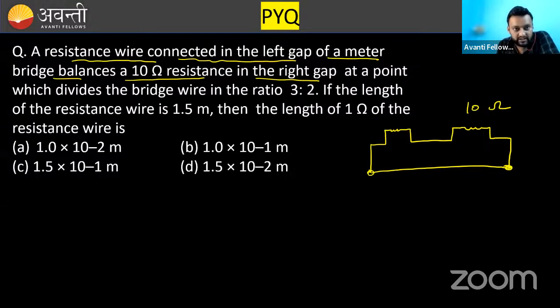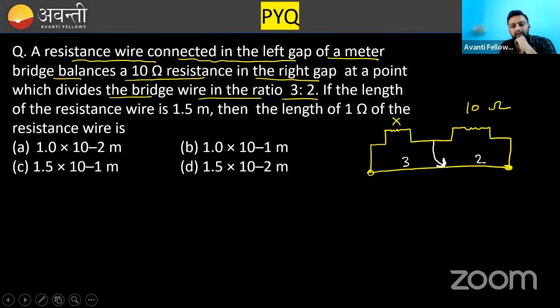And this is some unknown resistance. A resistance wire connected in the left gap. This is some unknown resistance X. At a point which divides the bridge wire in the ratio 3:2. What does it mean? That the galvanometer, the jockey, divides this length of the wire in the ratio 3:2. Clear? Now, they are asking me, if the length of the resistance wire is 1.5 meter, which length are they talking about? Can anyone say which length they are talking about?